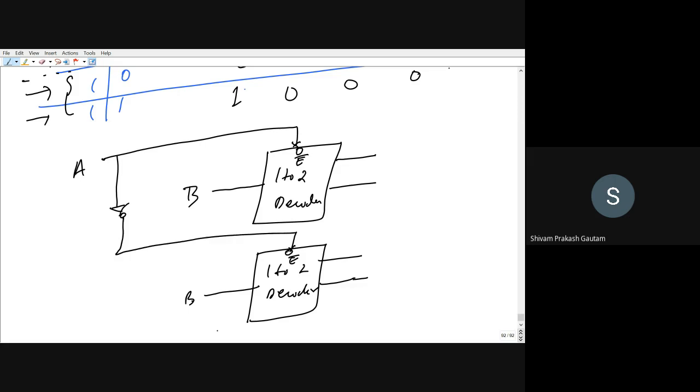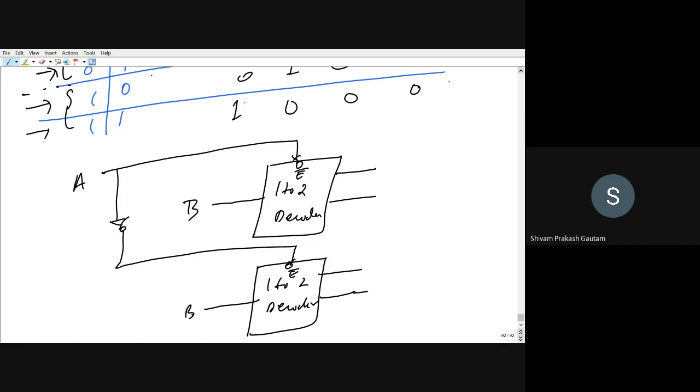So whenever A is equal to 0, 0 will flow here. So this is active low. This will get activated because this is active low. In active low, you should get 0 at the enable to activate this. So whenever A is low, B can have two values, that is 0 and 1.